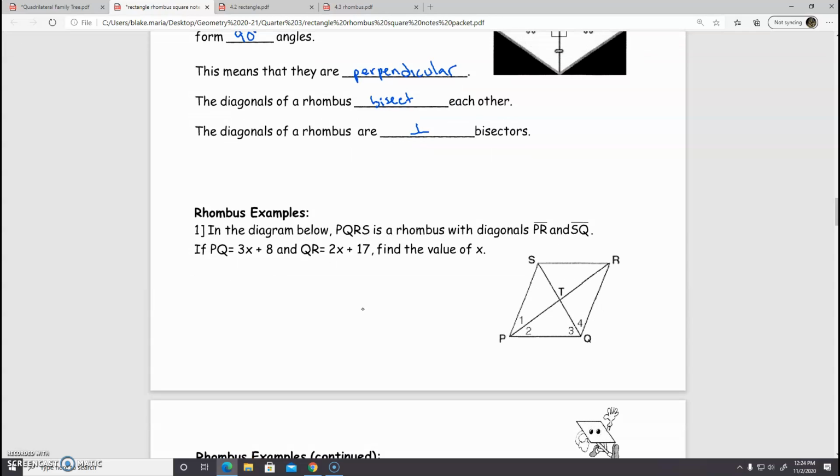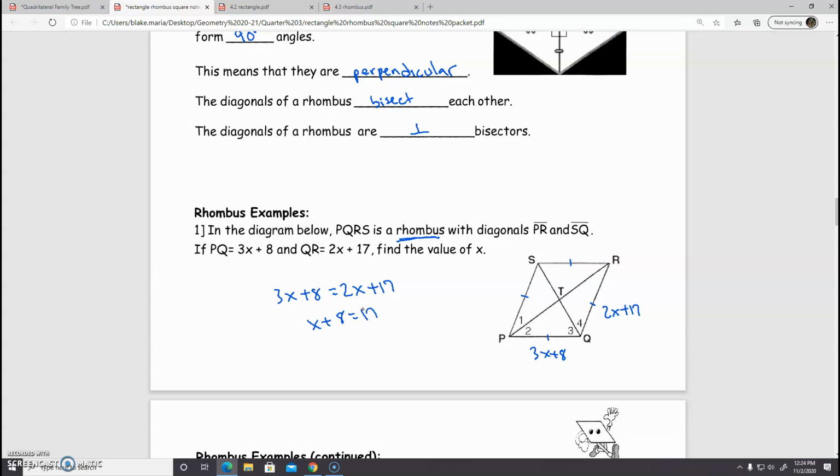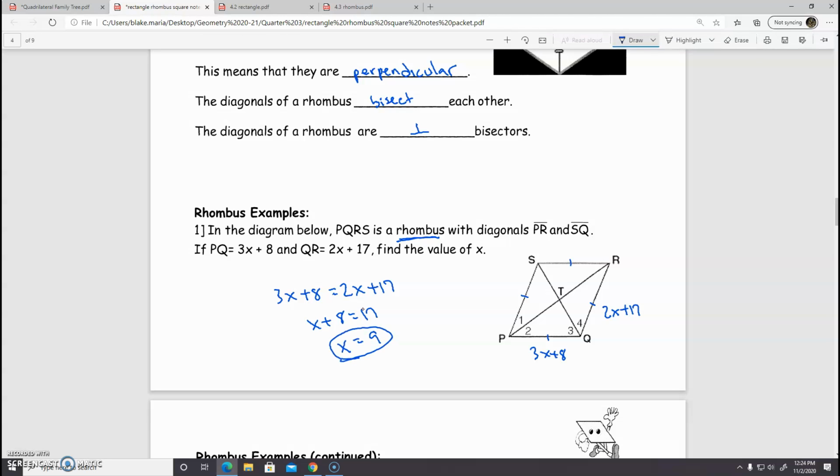Let's try some problems here. PQ is 3x plus 8. QR is 2x plus 17. Again, we know it's a rhombus because we read, so we know all the sides are equal. So we're going to set those two sides equal. 3x plus 8 has to equal 2x plus 17. Subtract 2x from both sides, subtract 8 from both sides, and you get x equals 9.